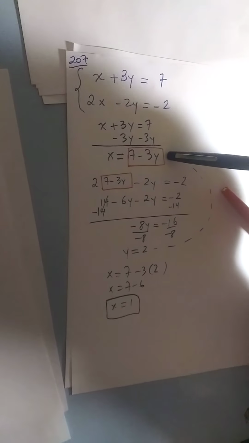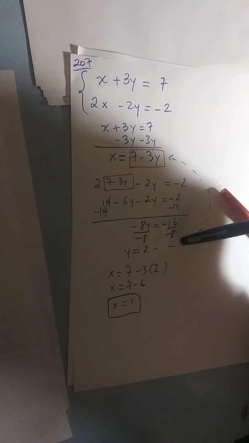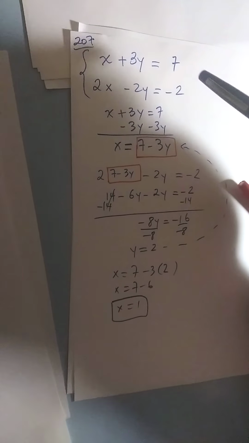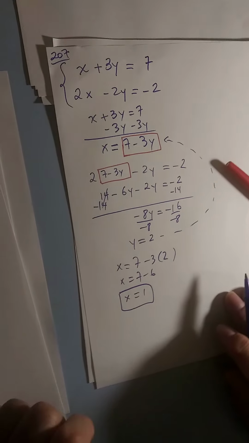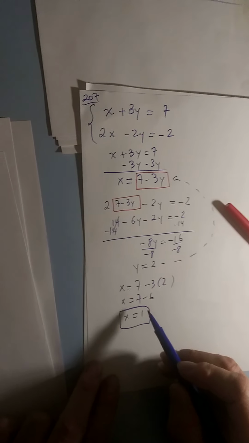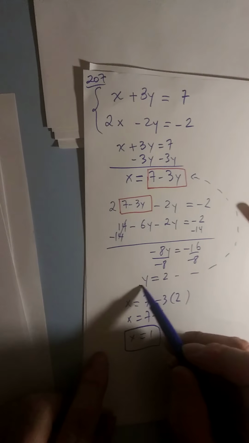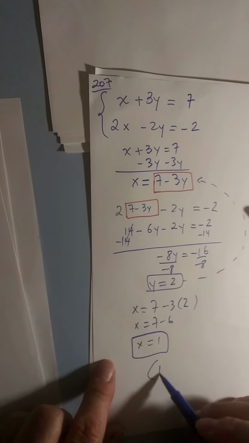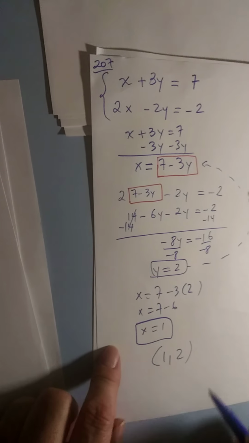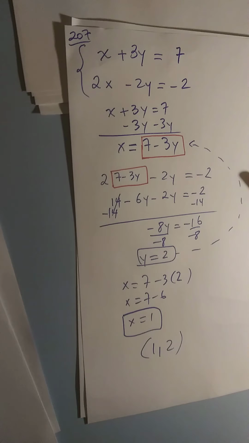And then go back to the boxed equation and solve for x. We could have gone back to another equation and solved, and we would have got the same thing. You can leave the answer like this, y equals 2, x equals 1. Or you can write it as 1, 2, x first, y second. And that is the substitution method.